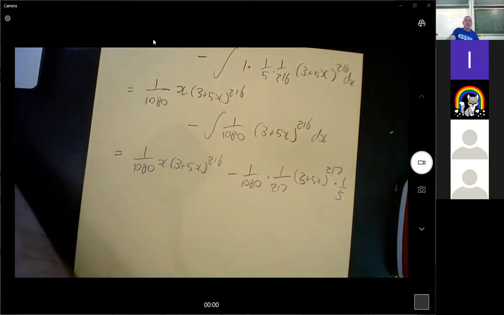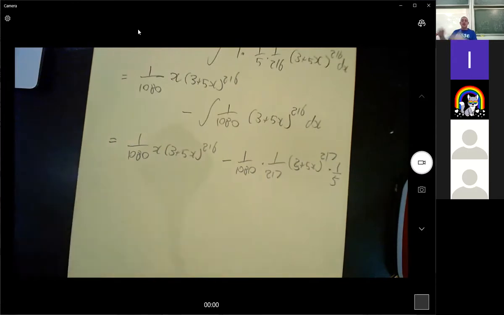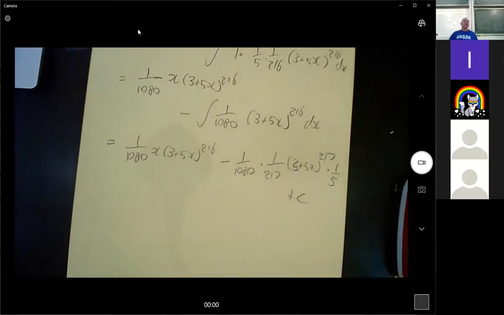Sorry, clicked something there. Which is whatever it is. That's a horrifyingly large number. I don't like it. Great. Plus C. And this is apparently the same answer as the other one.